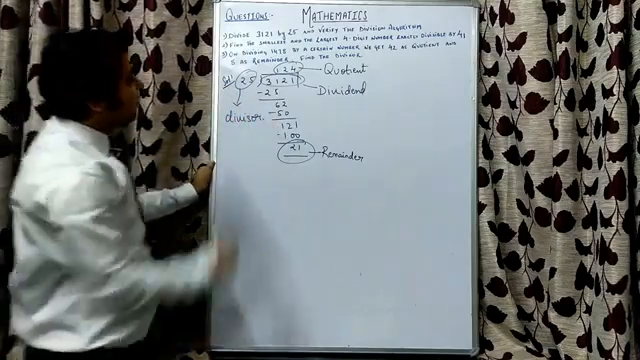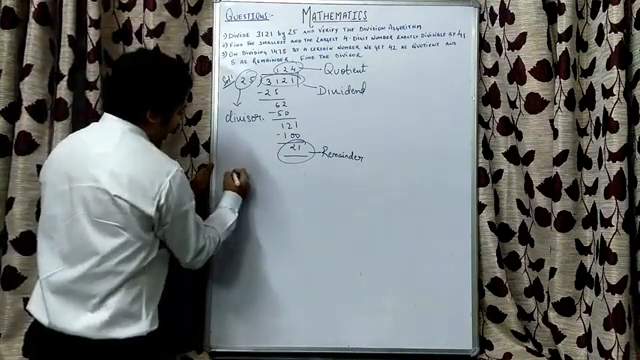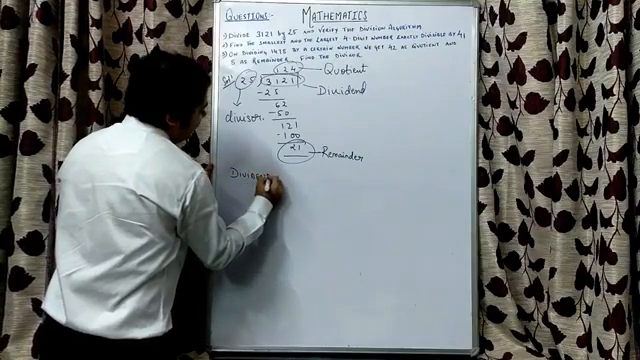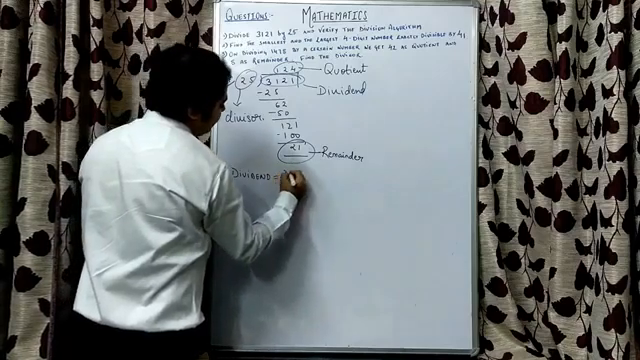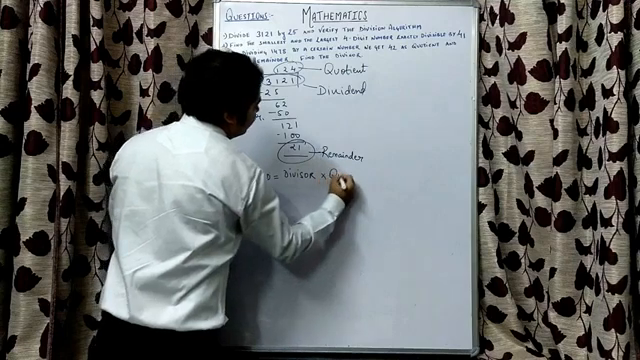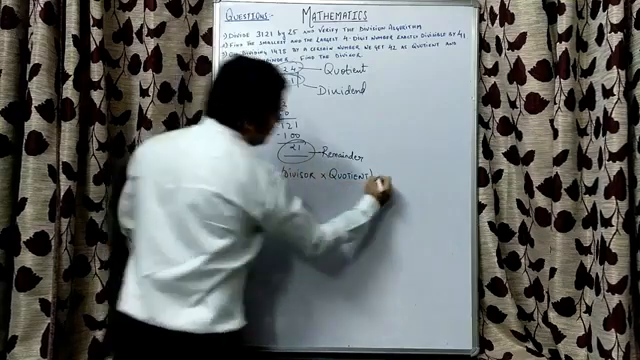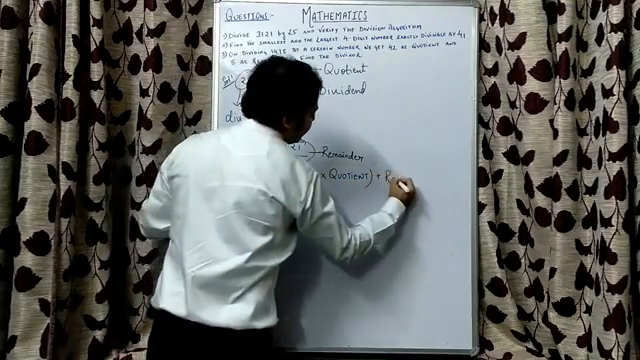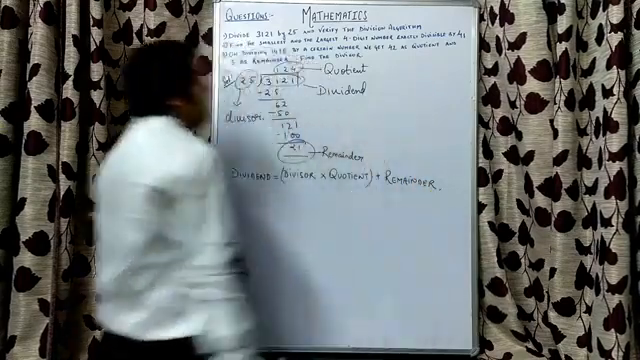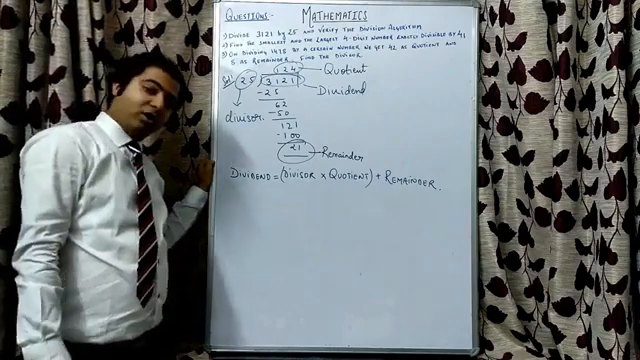Right? Now we need to verify this by the division algorithm. The division algorithm says that dividend is equal to divisor into quotient in bracket plus remainder. Verification basically, children, means that we need to check whether our answer is correct or not.